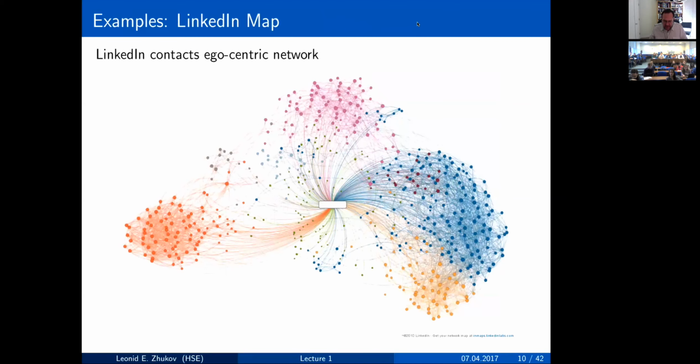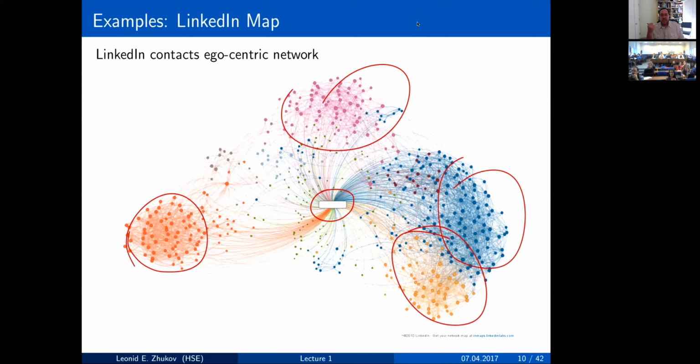Moving forward, this is yet another egocentric network. This is from LinkedIn. They used to give access to an app that would visualize your social network. I'm not sure if they're still doing it. Again, it's egocentric because the person is in the center, and I suspect that's maybe even my network. So the person is in the center, and those are his connections and his friends. And again, if it's LinkedIn, most likely you get people from school, from university, and from different jobs you had.